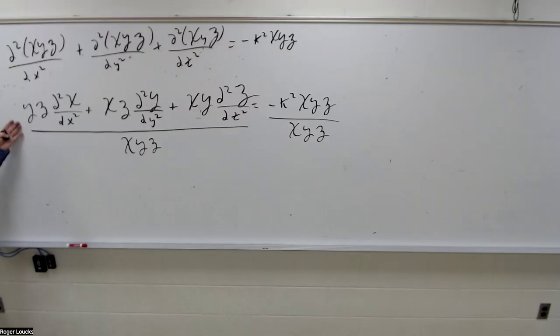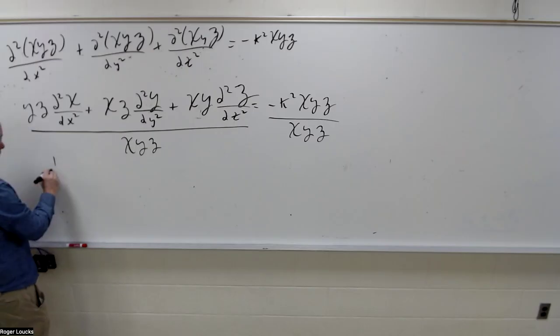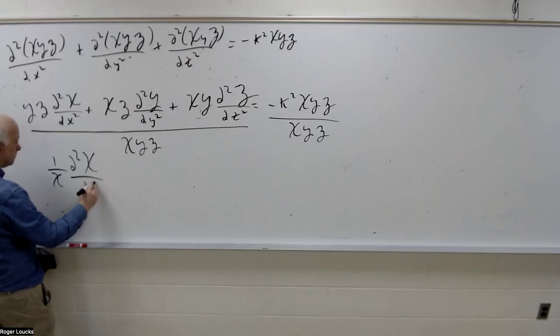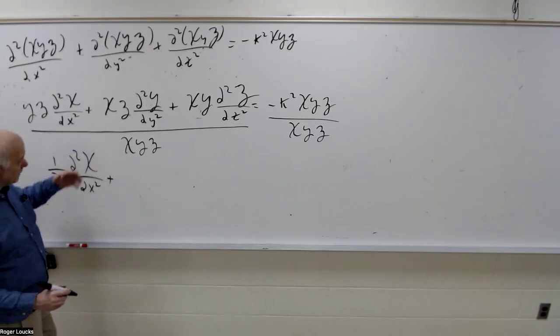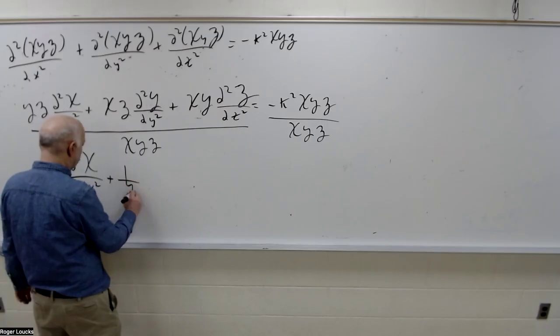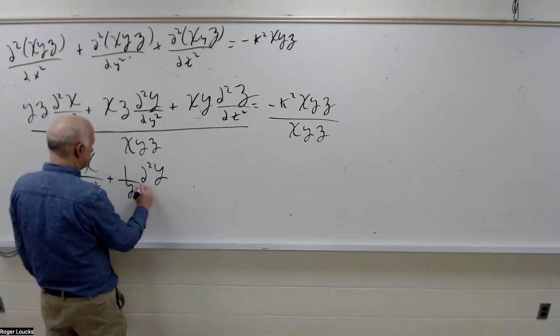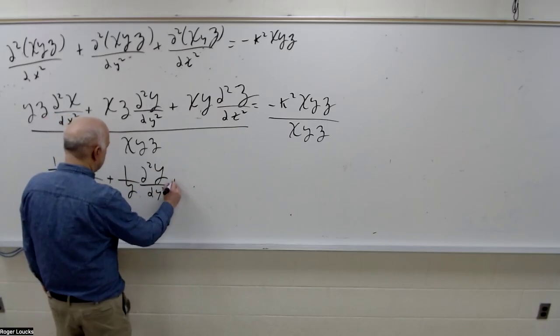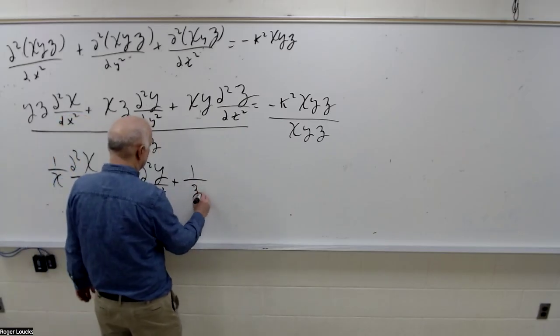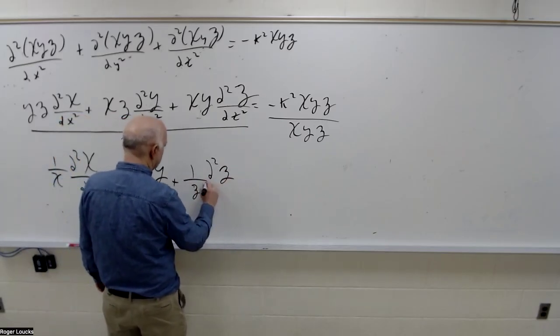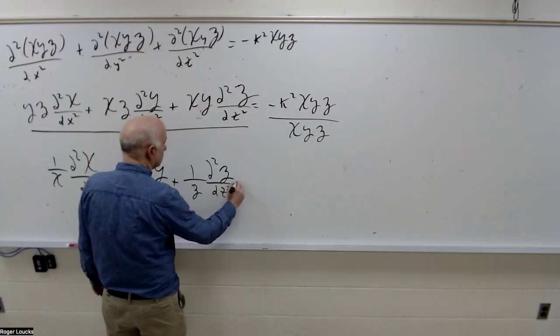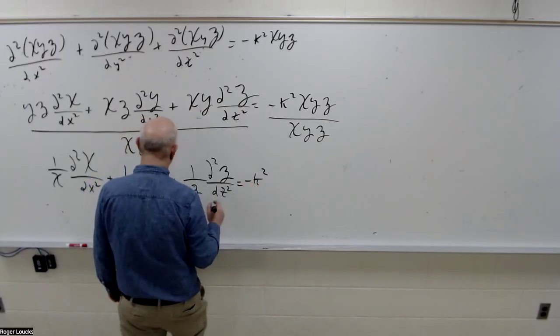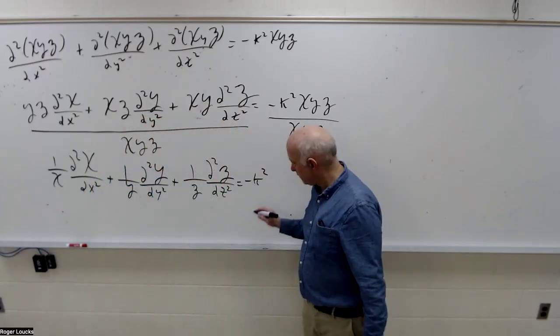Hey, what happens over here? The two cancel. So this gives 1 over fancy X. And this one I get 1 over fancy Y. And then 1 over fancy Z. This side here is a constant.